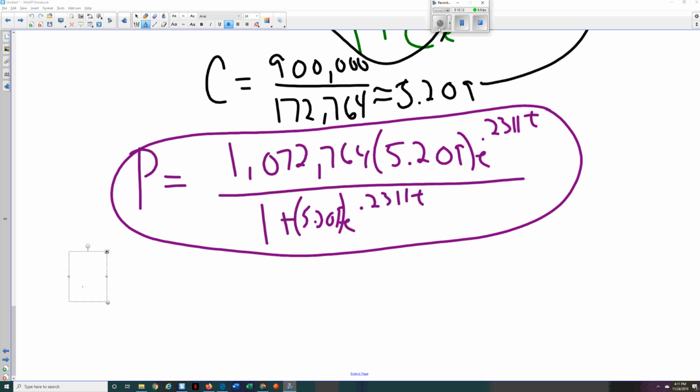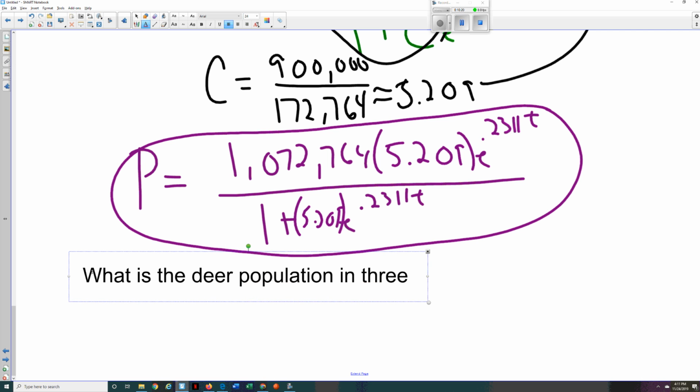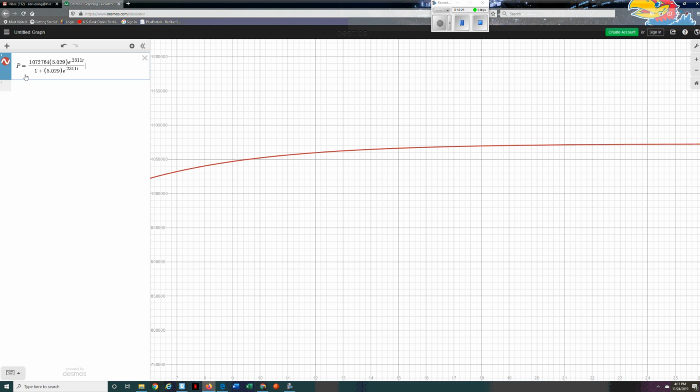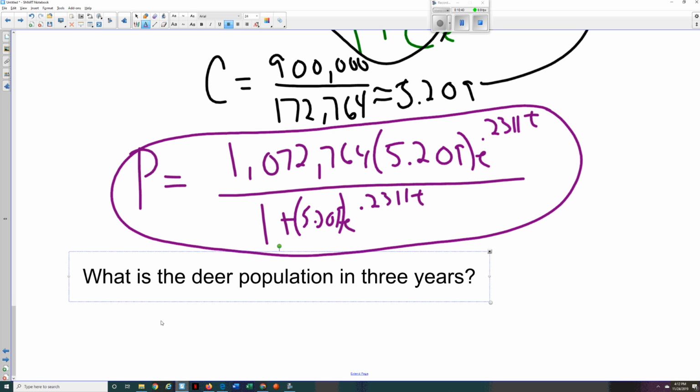So let's take a look at what other questions the book might ask us. The book may ask, what is the deer population in 3 years? Now we looked at the graph and we could see that. But if we go to Desmos, we can adjust this and ask Desmos to calculate P of 3. About 975,765 deer. So you could use that equation pretty easily and figure that out.